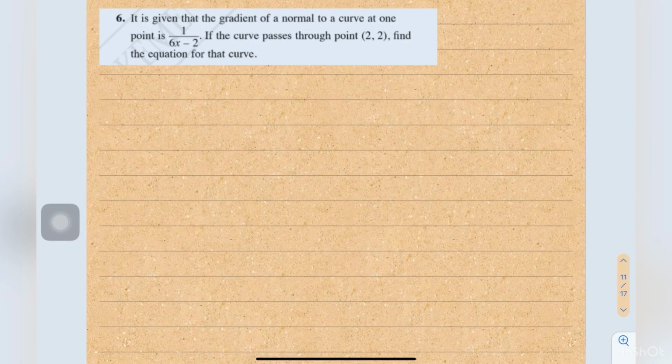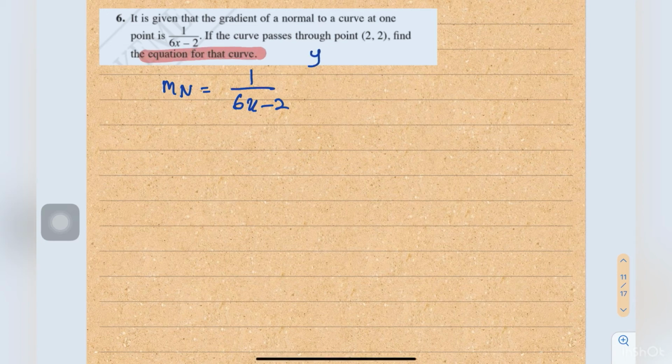Okay, question number 6. It is given that the gradient of the normal to the curve at one point is 1 over 6x minus 2. So the gradient of normal is 1 over 6x minus 2. If the curve passes through point (2, 2), find the equation of the curve. Equation of the curve is y.